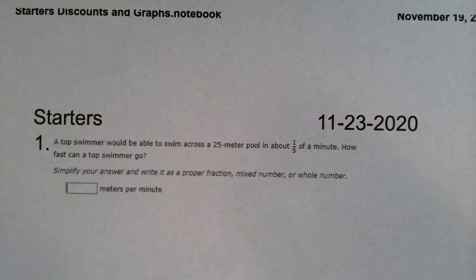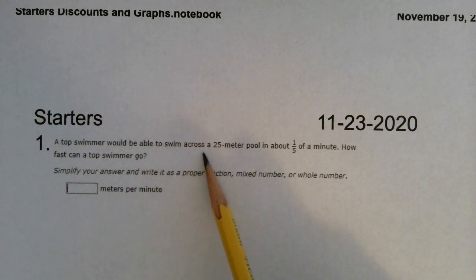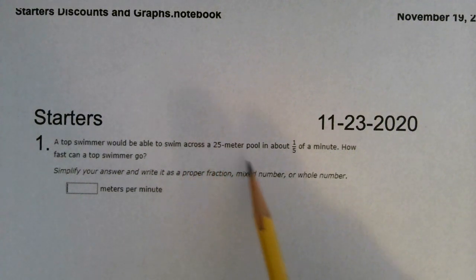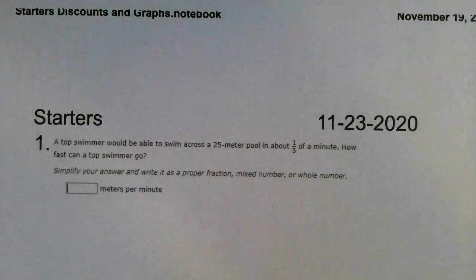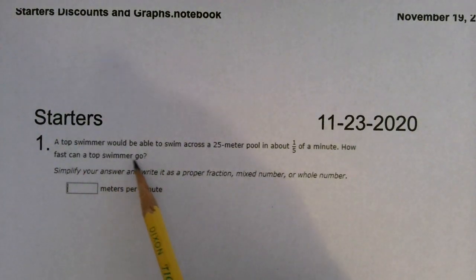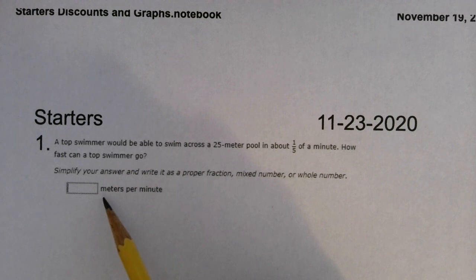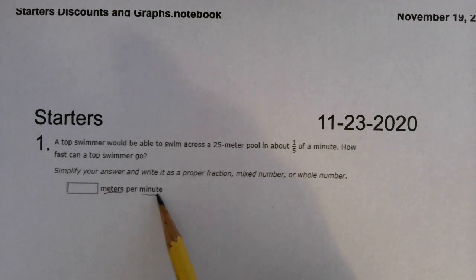Okay, here are the answers for Monday starters. So we've got a top swimmer who would be able to swim across a 25-meter pool in about 1/5 of a minute. So how fast can a top swimmer go? And it says we want our answer in meters per minute.